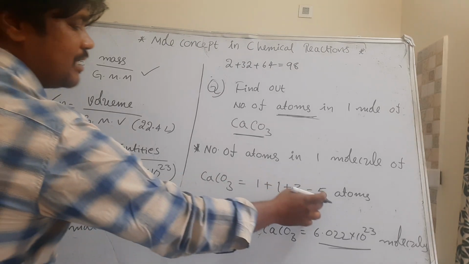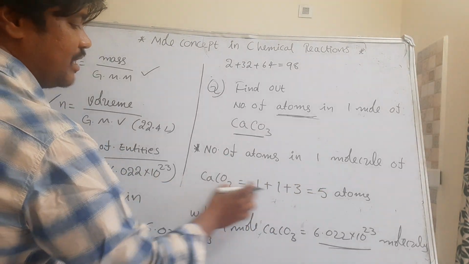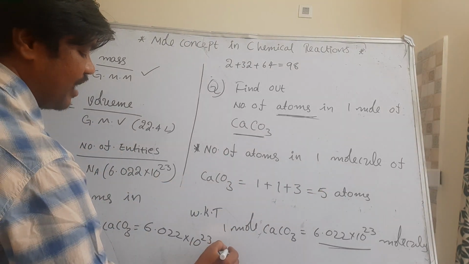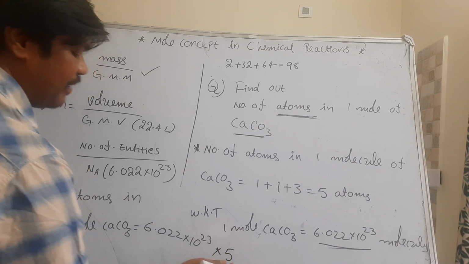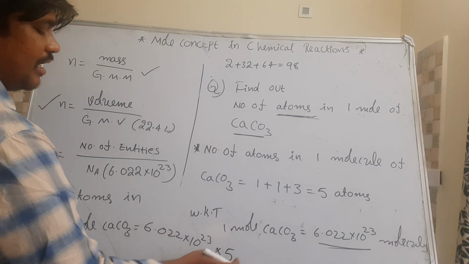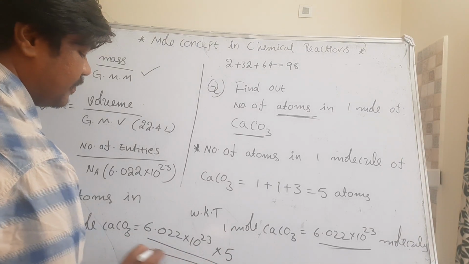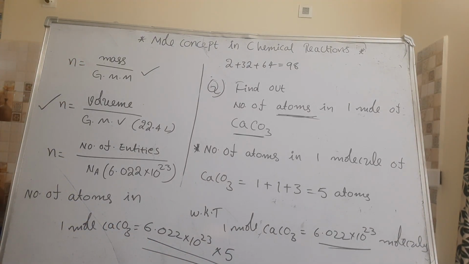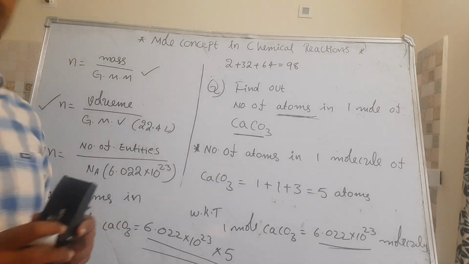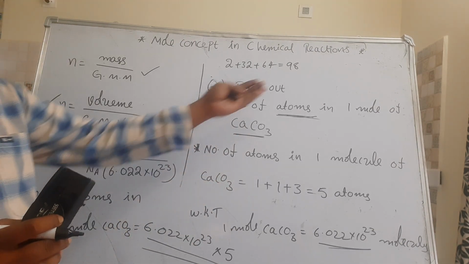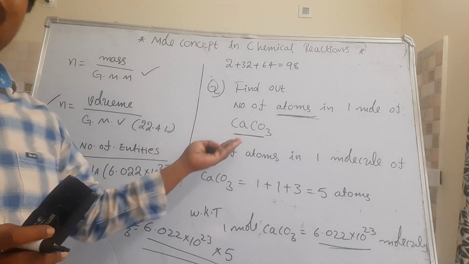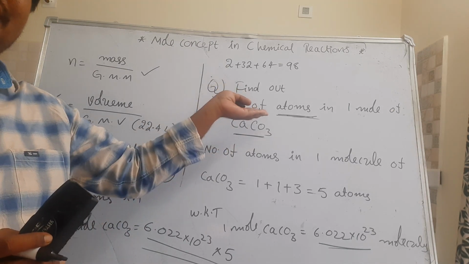Each molecule is with 5 atoms. So to get the number of atoms, you have to multiply this Avogadro number with the number of atoms in a molecule. This is your answer, right? So this is the third question. They are giving directly 1 mole of CaCO3, and they are asking what number of atoms are present in it.